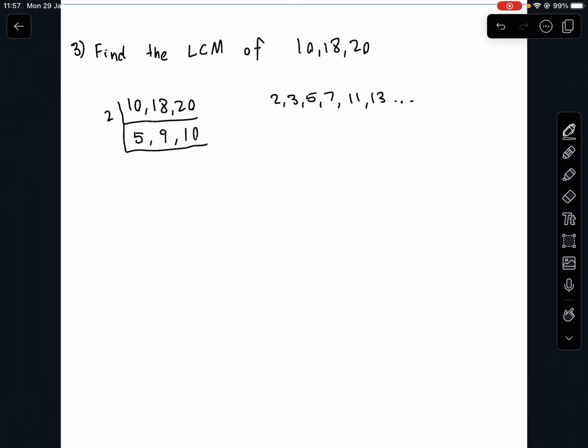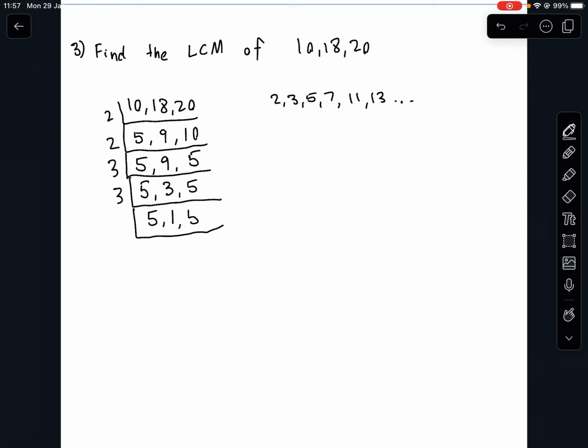Okay, now we can use 2 again because 10 is divisible by 2. 5 and 9 stay the same because they're not divisible by 2. 10 divided by 2 gives us 5. What's the next smallest prime number we can use? We can use 3 because 9 is divisible by 3. 5 and 5 stay the same because they're not divisible by 3. 9 divided by 3 gives us 3, and we have a 5. We can use 3 again to reduce the last 3 to a 1. 5 stays the same, and we get 5, 1, 5, okay?